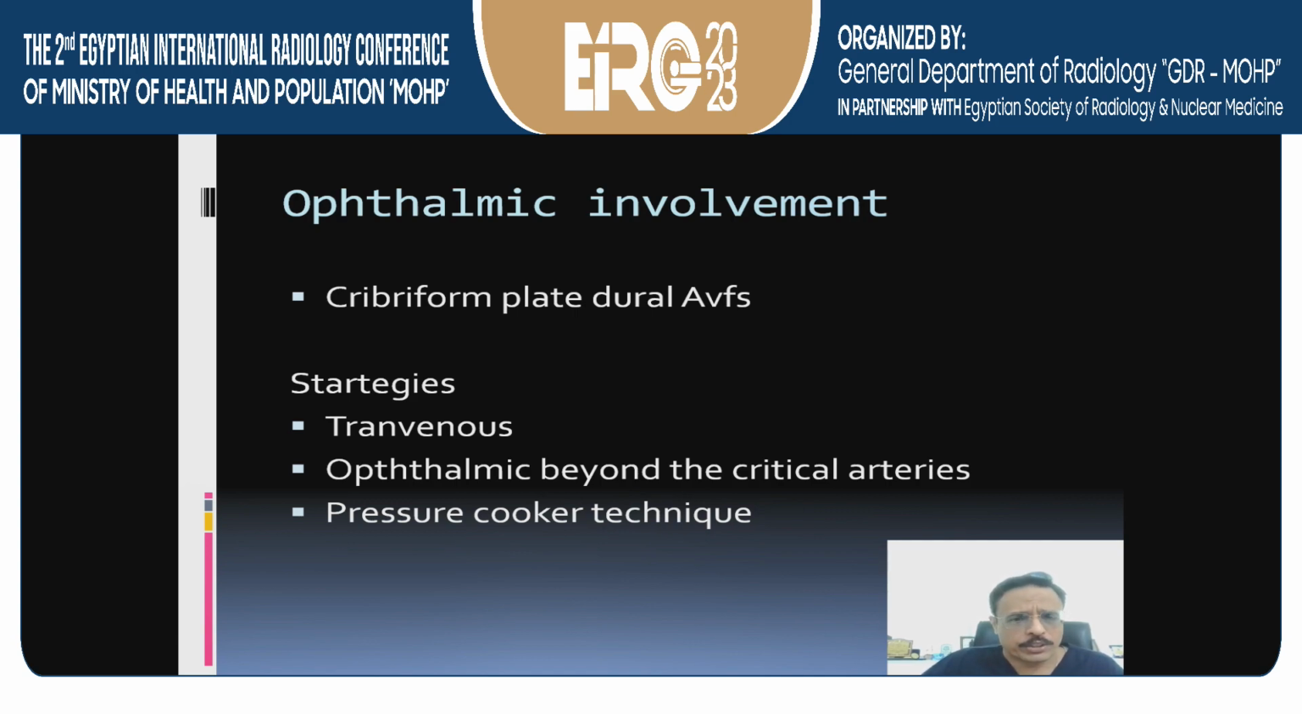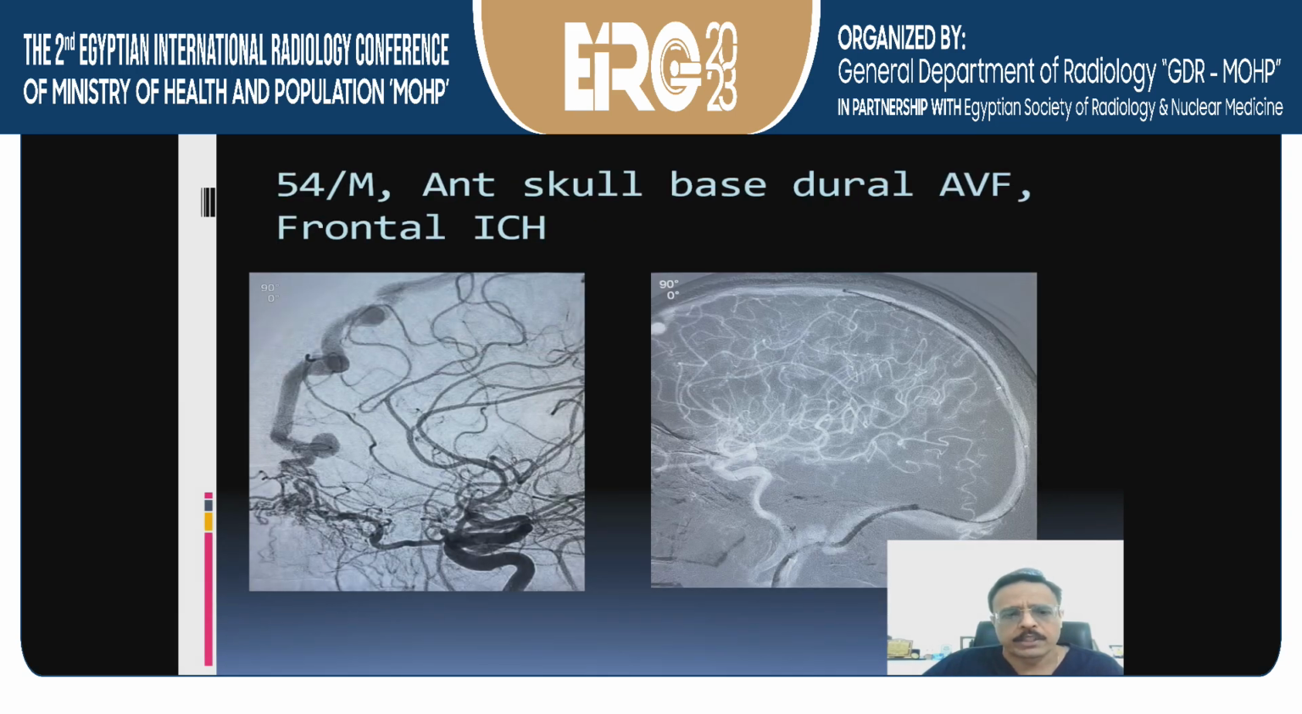Ophthalmic involvement is challenging because these are ophthalmic feeders. They are not great for catheterization. We like to do transvenous, but yes, one can use the ophthalmic route as well for embolization, provided you understand the ophthalmic anatomy. So this is a dural AVF, a cribriform plate dural AVF, with ophthalmic artery feeders.